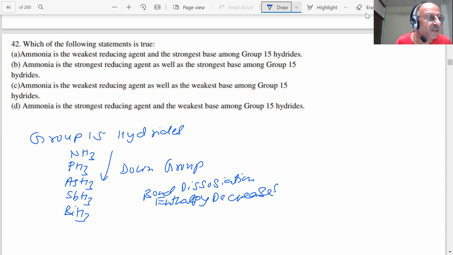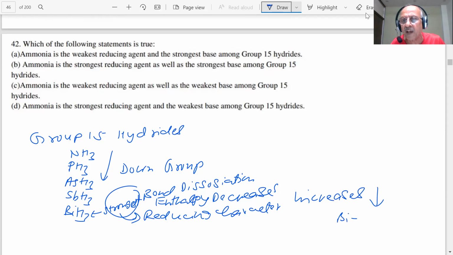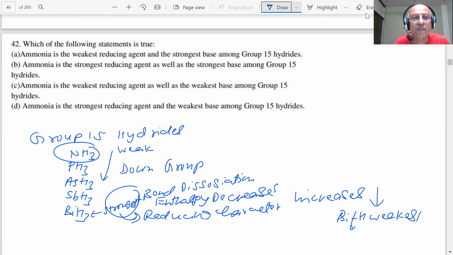The result of this is that the reducing character increases down the group. So this is the strongest reducing agent because this bond is the weakest. The BiH bond is the weakest, students. And it will dissociate, and when it dissociates, it will produce hydrogen. It will be the strongest reducing agent. And ammonia is the weakest reducing agent.